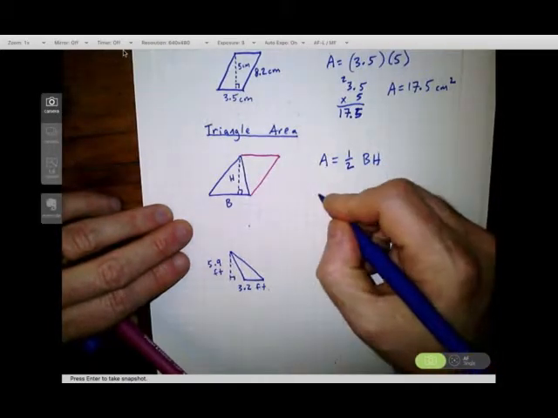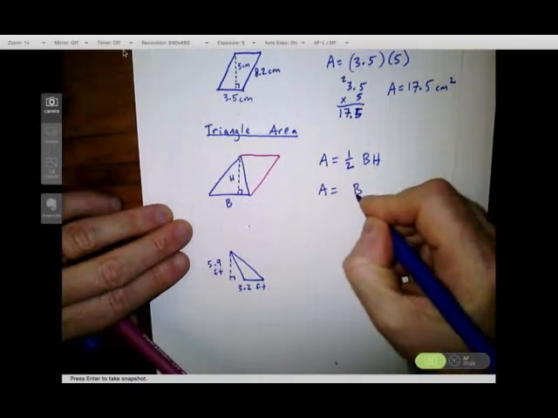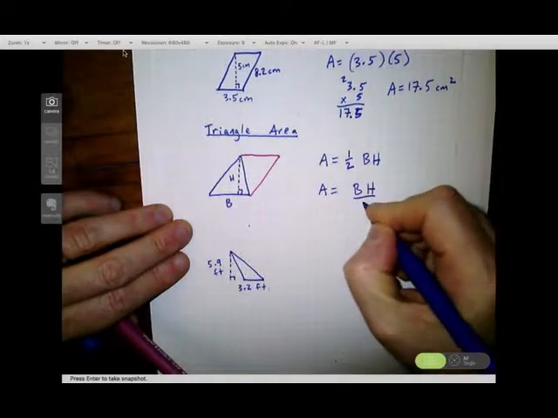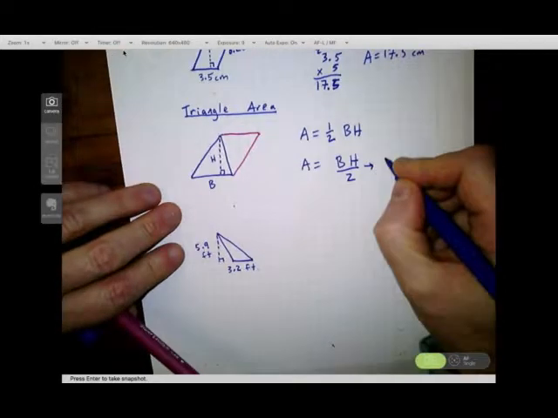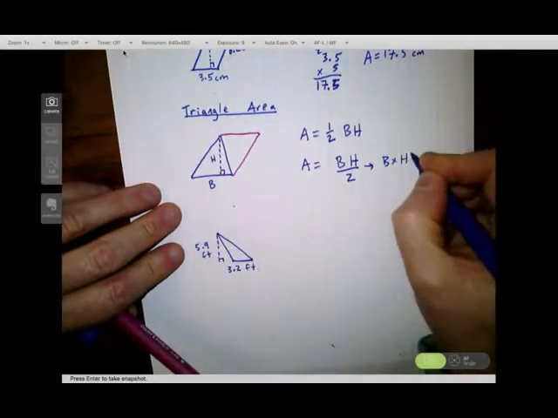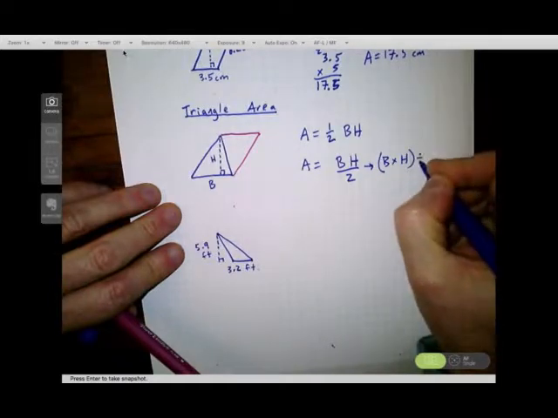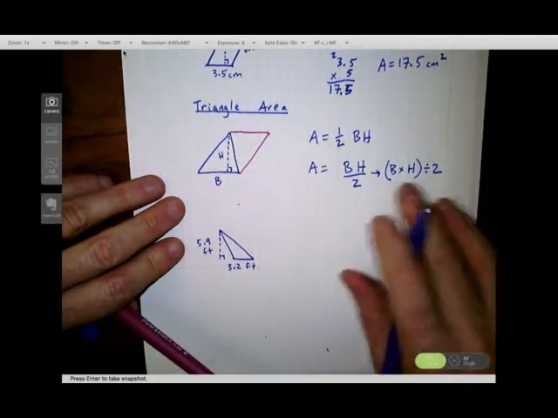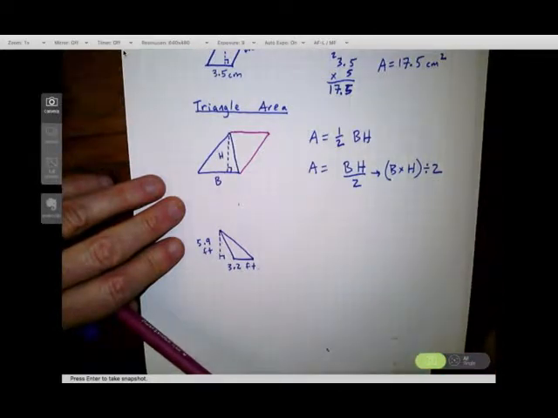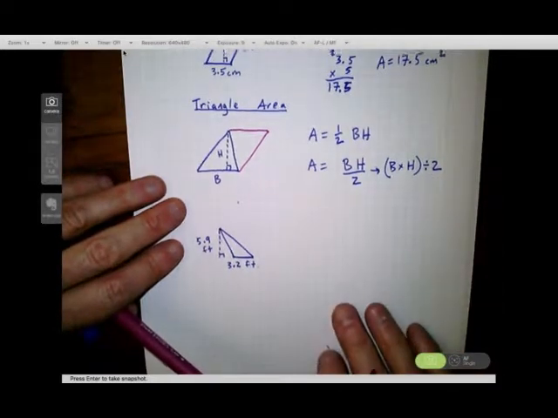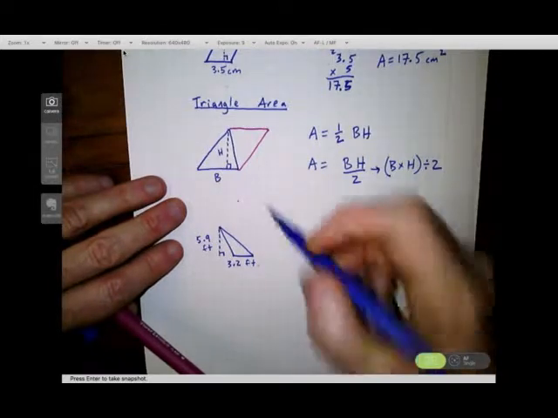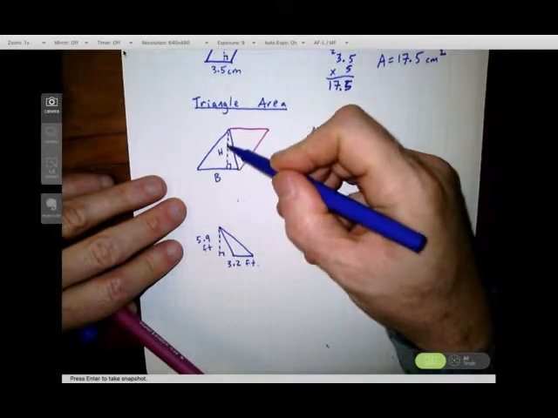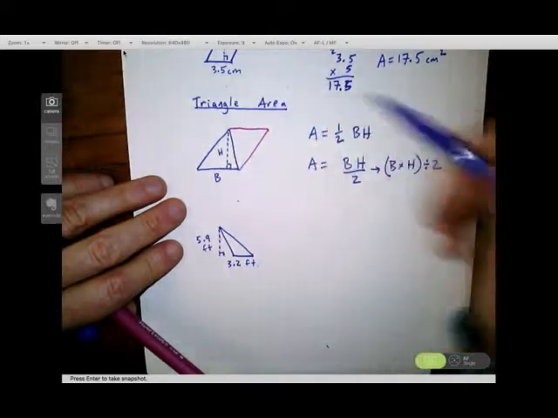Okay, I also like to do the formula this way, base times height divided by 2. So I'll write that here, base times height, and then you divide that by 2. That way you don't have to worry about fractions so much. I usually do it this way most of the time. Base times height divided by 2. Again, just like with the parallelogram, you got to make sure and use the 90-degree or perpendicular height.